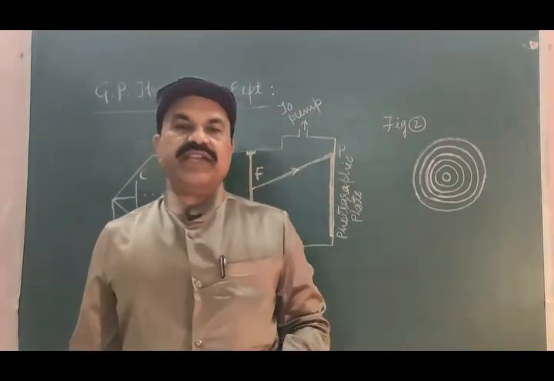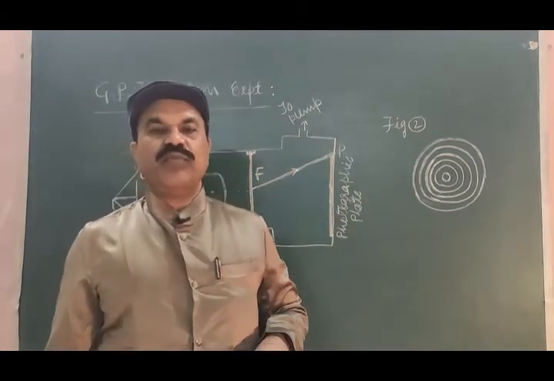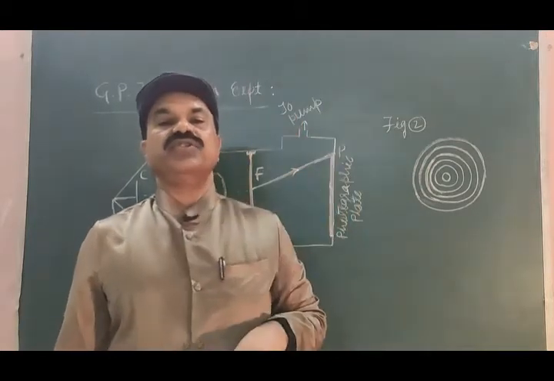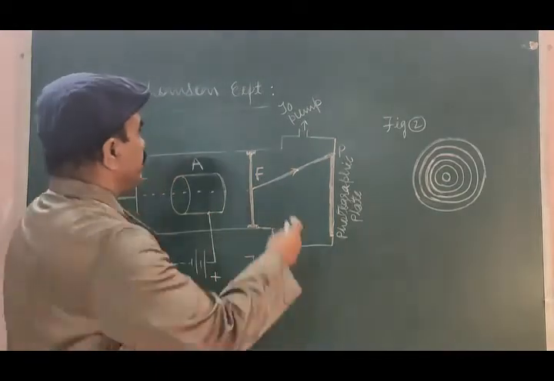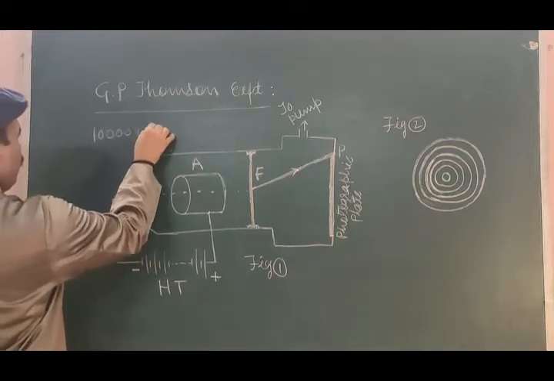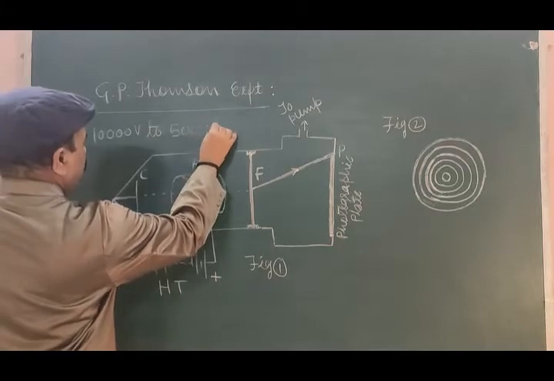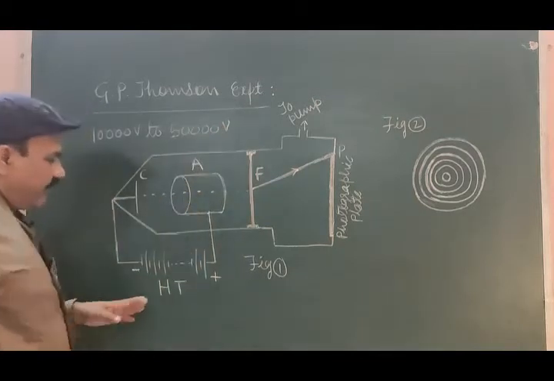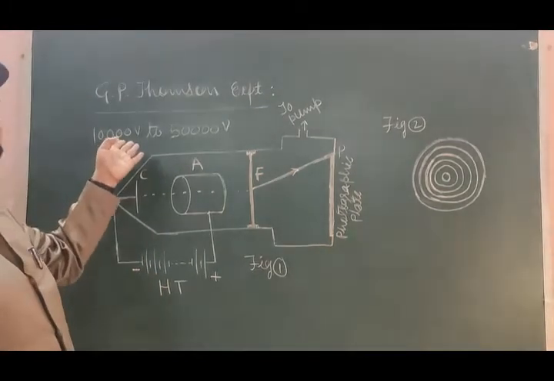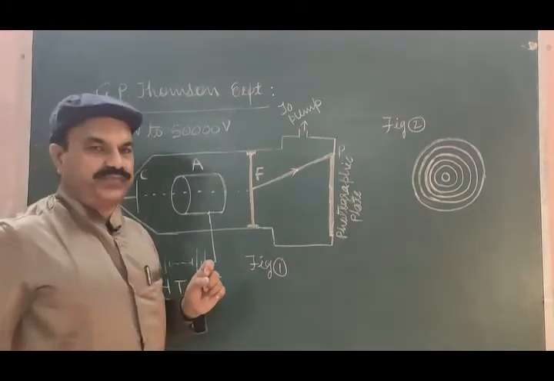This power supply is such that it can provide voltage from 10,000 volt to 50,000 volt. This is the high tension power supply. It can provide voltage in this range, 10,000 volt to 50,000 volt.